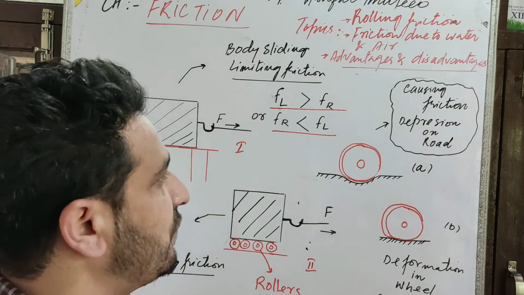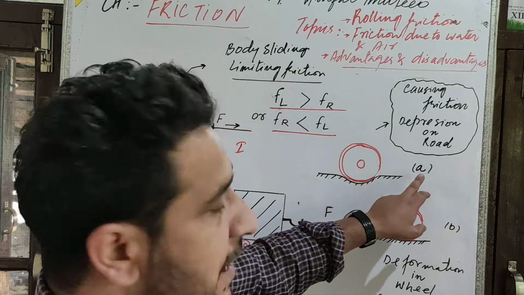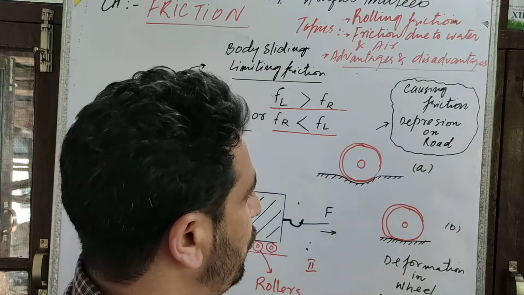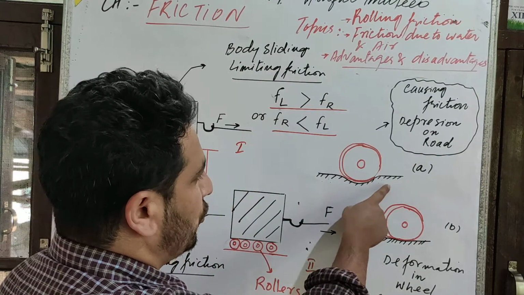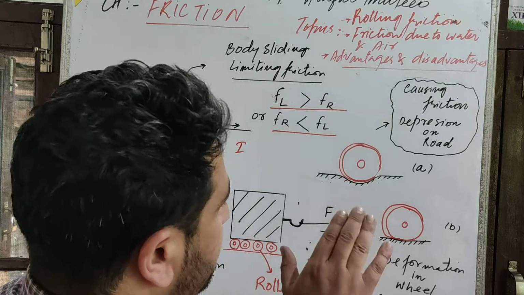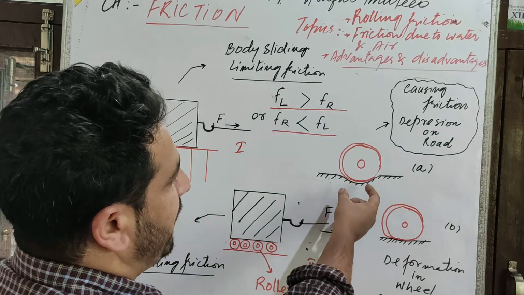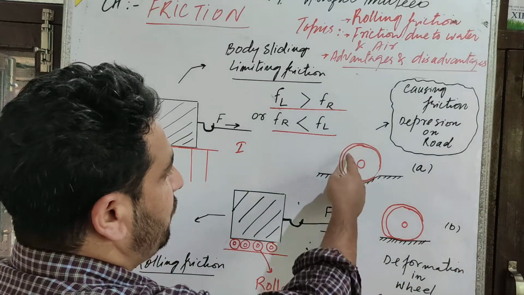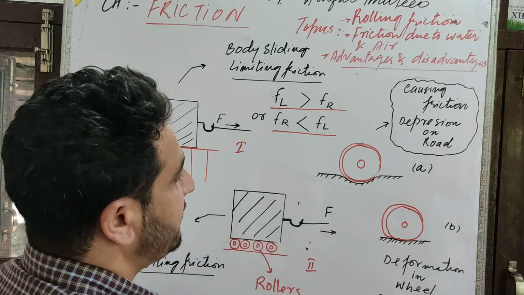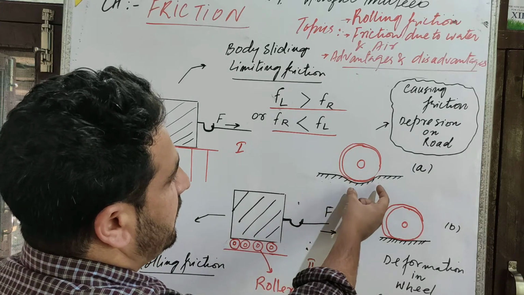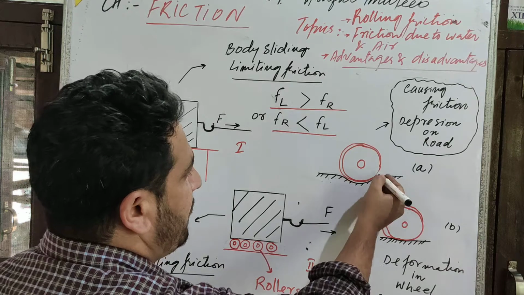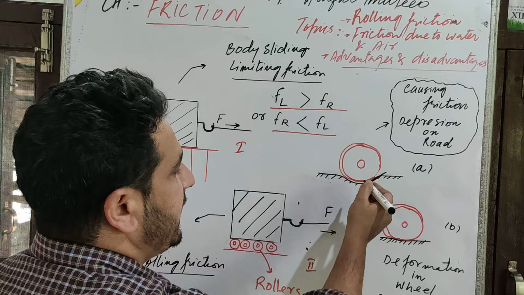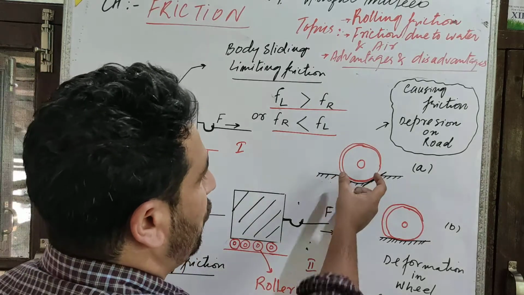How is rolling friction caused? In the first diagram, part A, I tried to show causing friction here, a depression on the road. Sometimes the road gets pressed down, and after the vehicle goes there is a depression made by the load of the truck, load of the car, load of the material. This wheel exerts pressure on the ground surface. Here is a depression on the ground surface. Here an inclined plane forms. To overcome this inclined plane we have to apply a force on this wheel.